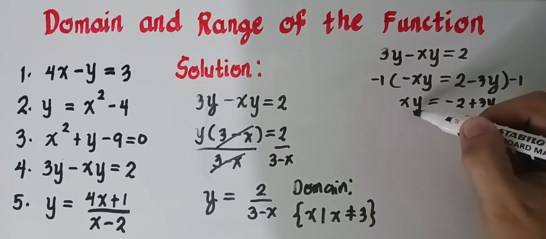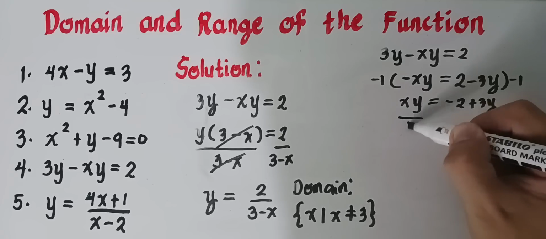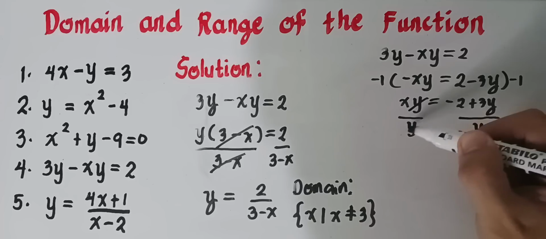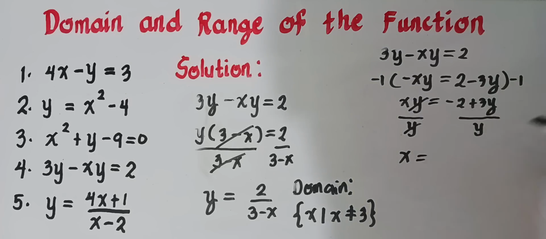Okay, so, para mawala yung y dito, i-divide natin by y. Okay? So, cancel, cancel. Ang resulting equation natin ay x is equal to negative 2 plus 3y over y. Or, pwede mang 3y minus 2 over y.